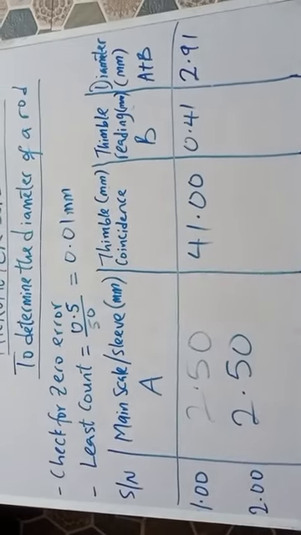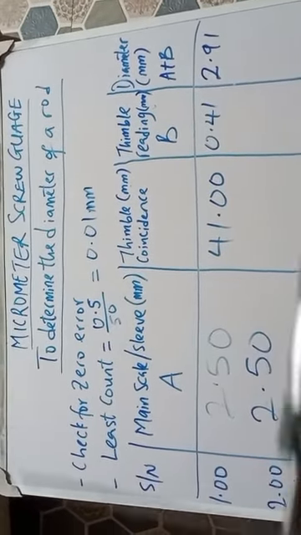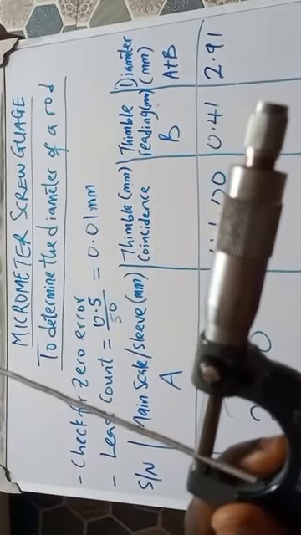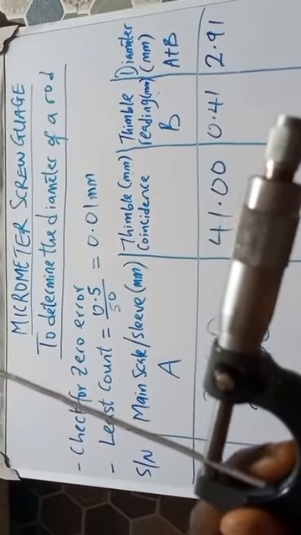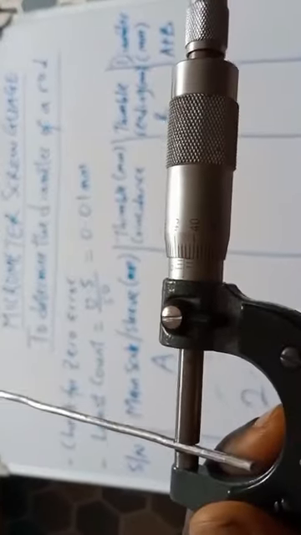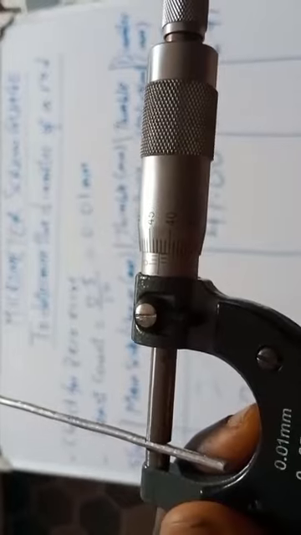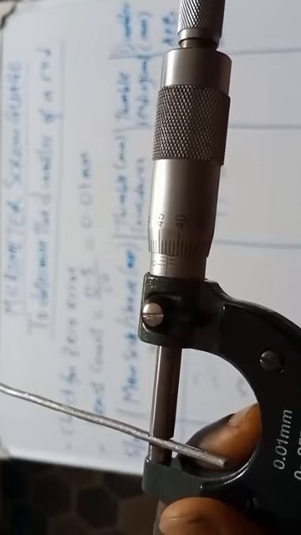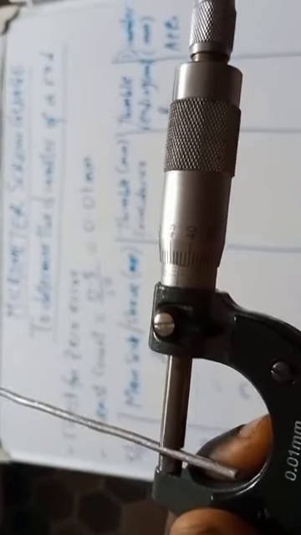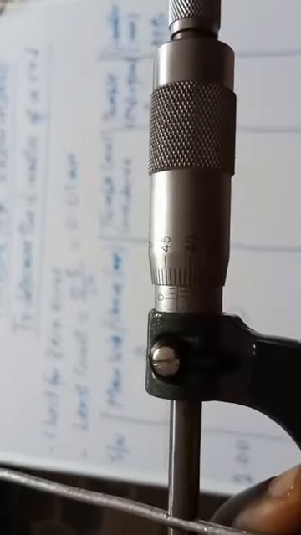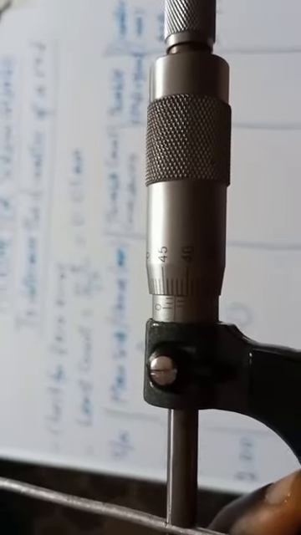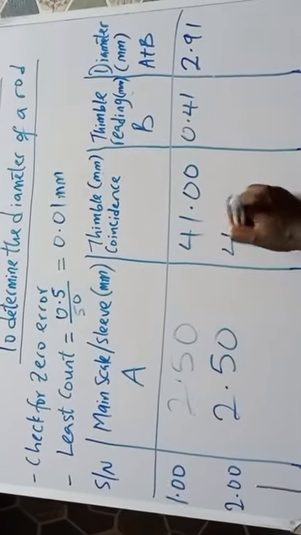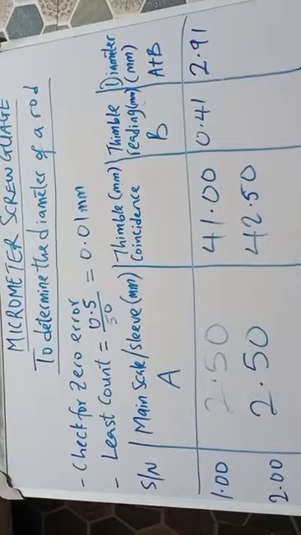For the thimble coincidence, let's check where the thimble coincides. At this time, don't forget, this is 0.40. It goes beyond 40, 41, 42, around 43. But it is in between 42 and 43. Let's look at it very well. In between 42 and 43. So we can pick 42.5. Okay, so that's our coincidence.